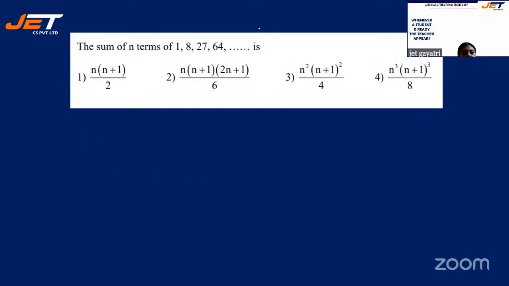Alright, see the next question. The sum of the n terms of 1, 8, 27, 64 is dash. The sum of the n terms, what is it? It is option 3. Option 3 says n square into n plus 1 the whole square by 4. Alright, let's see the answer.